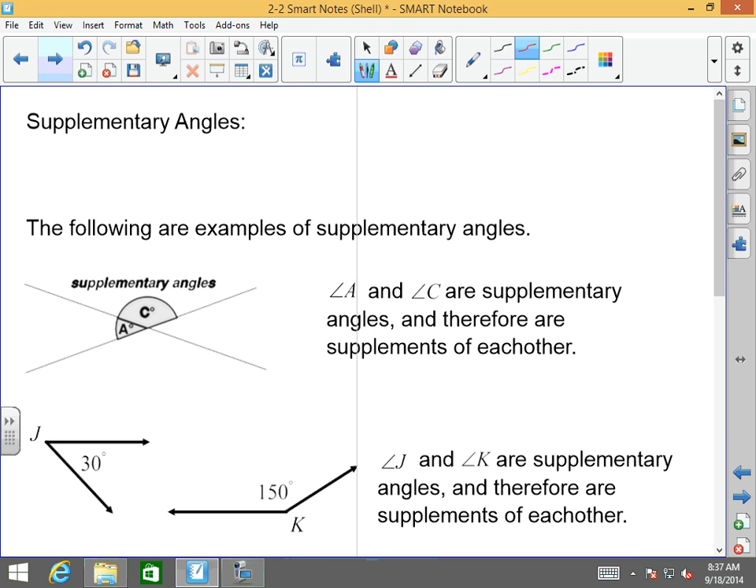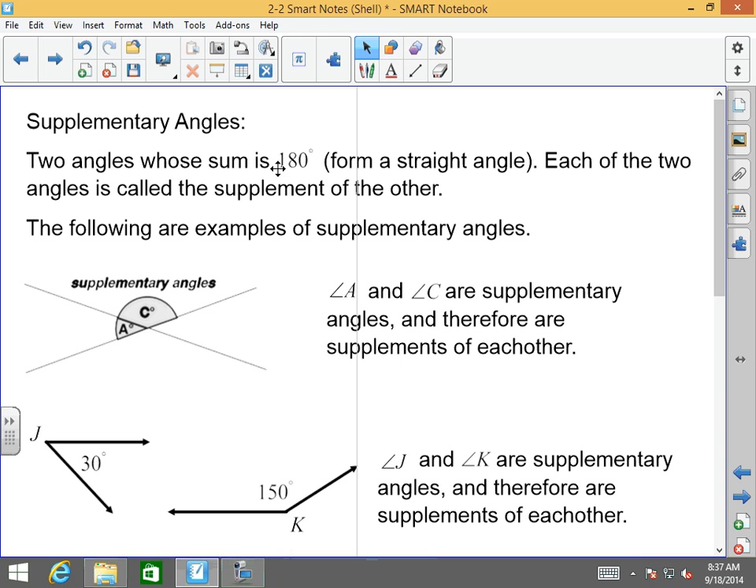Supplementary angles, gentlemen, are two angles whose sum is 180 degrees. So in other words, it's two angles that form a straight angle. Please be careful. Sometimes we get confused between a straight line and a straight angle. A line is a line, that's fine. We can assume that it's a line. A straight angle is a straight angle. Now, they're similar because they're both straight. Yes, I understand that. However, a straight angle measures 180 degrees.